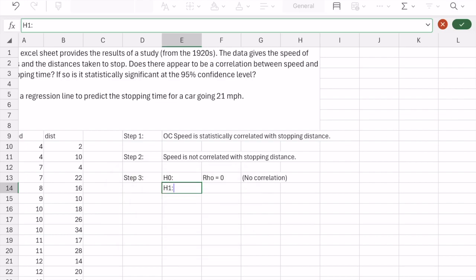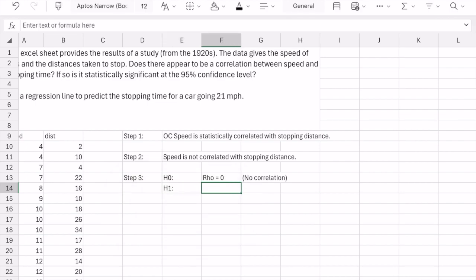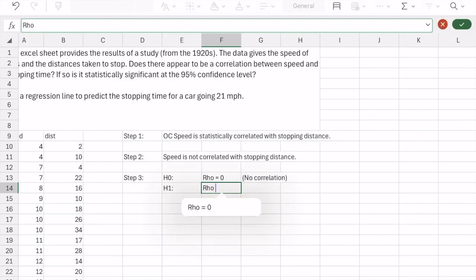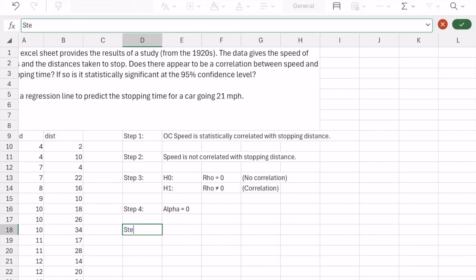H1 is going to be rho does not equal 0. It's going to be correlation. There is correlation. Okay, step 4. Alpha equals 0.05. That's given to me in the question. Step 5.